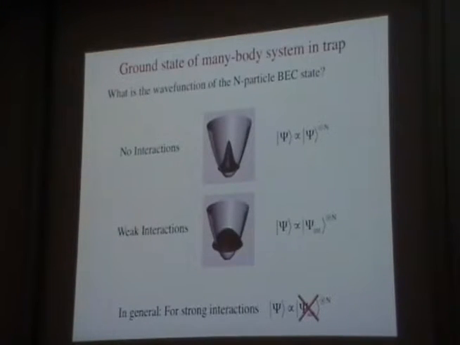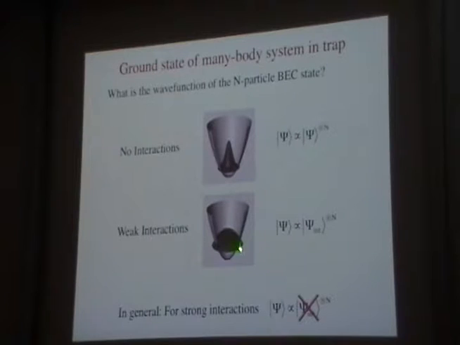So what does the ground state of the many-body system look like? What does the ground state of the particles in the trap in a Bose-Einstein condensate look like, if I had N particles? If there are no interactions, so an ideal Bose gas in a trap, then the wave function of the Bose gas is just the product of N single-particle wave functions. I have a harmonic trap, I can calculate what the ground state wave function looks like, and the wave function of the Bose-Einstein condensate is just N times that.